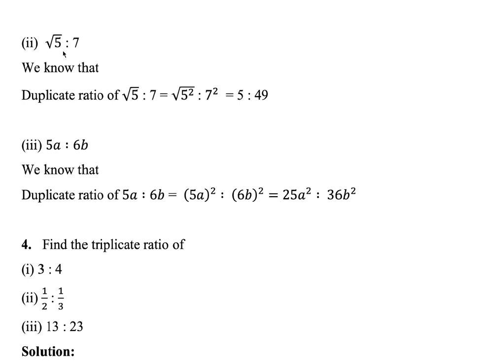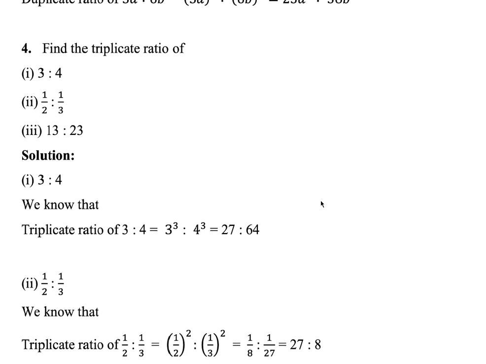Come to the next question. The duplicate ratio of √5:7. So √5 square is to 7 square. √5 into √5 comes to 5. 7 square, 7 into 7, that comes to 49. 5A is to 6B. So we have to calculate the duplicate ratio. To do the duplicate ratio, just make it square of both sides. So 5A square is to 6B square, that comes to 25A square is to 36B square.